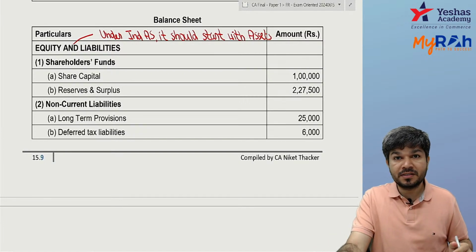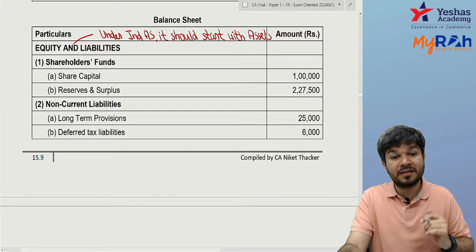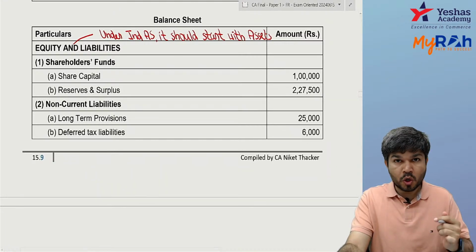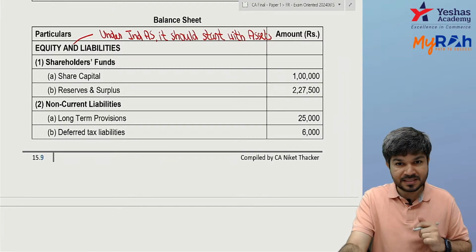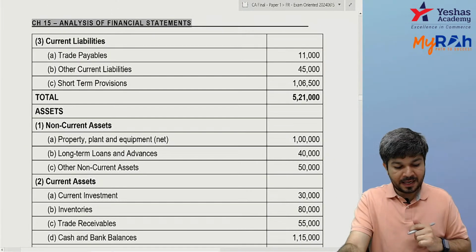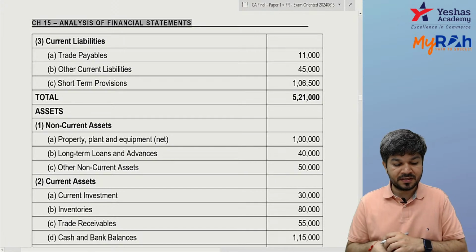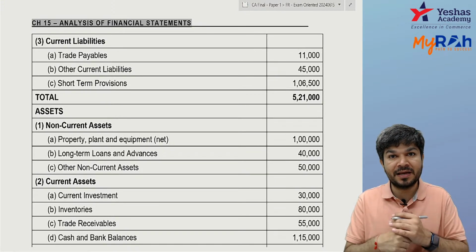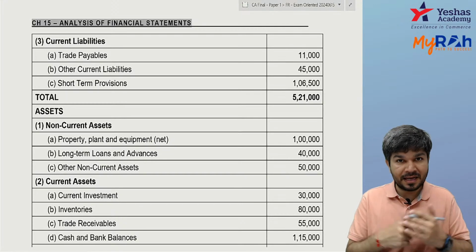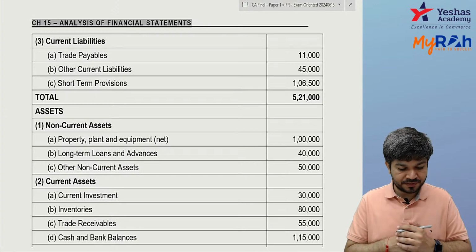Okay, instead of share capital, the word will be equity share capital. Instead of reserve surplus, the word will be other equity. Under non-current liability, they've given long-term provision, deferred tax liability, and under current liability, they've given short-term trade payable. Trade payable comes under financial liability. Other current liability, short-term provision.